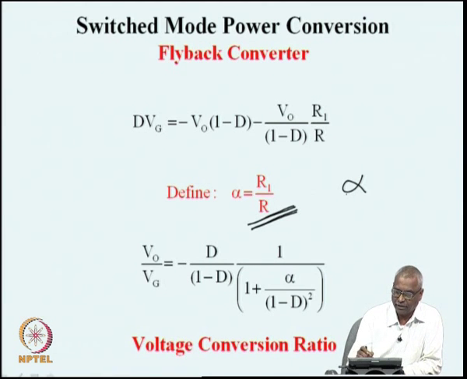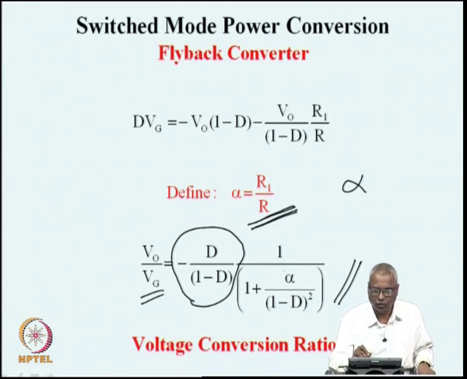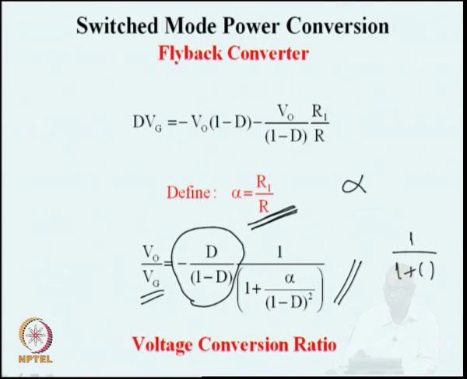So, if we define it like that, then V naught by Vg can be written as the ideal ratio V naught by Vg multiplied by a correction factor, 1 by 1 plus alpha by 1 minus D whole square. This alpha is the ratio of R L by R. So, we have seen that by an amount which is 1 by 1 plus alpha by 1 minus D whole square, the voltage gain is reduced from the ideal, and this number will always be less than 1 because it is 1 by 1 plus some positive quantity.